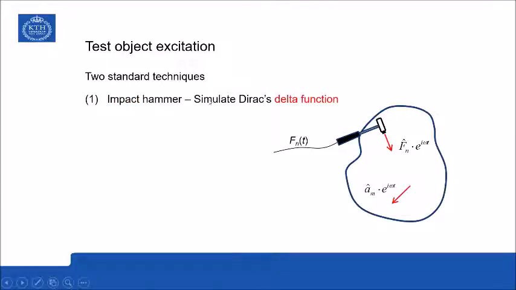And the purpose of this impact hammer is actually to simulate a Dirac delta function. Because a Dirac delta function, as you know, has a frequency spectrum equal to 1 for all frequencies. In practice, of course, a Dirac delta function is not possible to achieve, but we try to achieve a good enough impact pulse, so that we have almost constant frequency spectrum up to a certain upper frequency limit. That is, of course, the highest frequency that we want to measure.